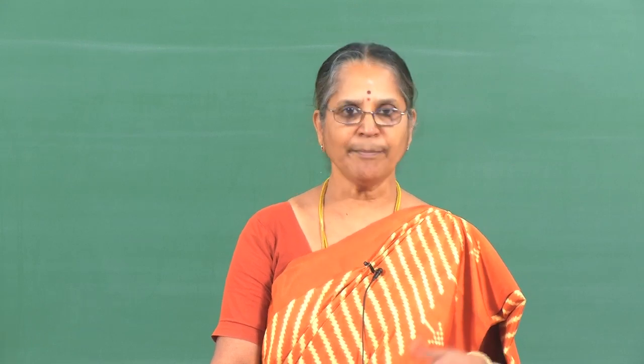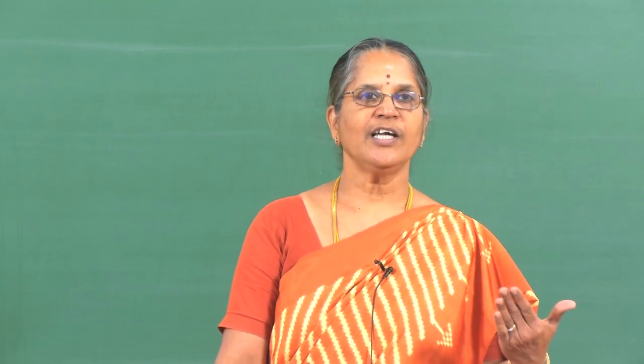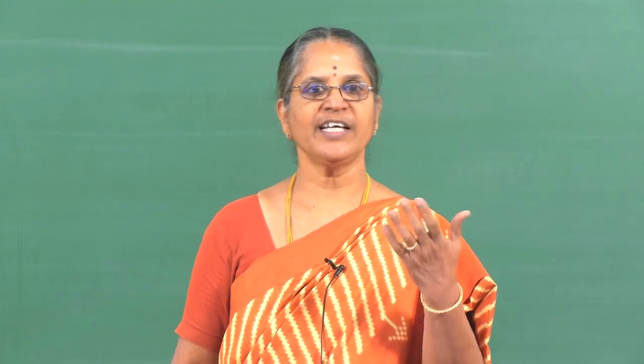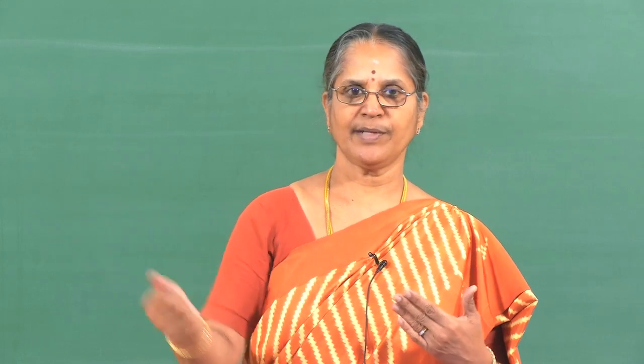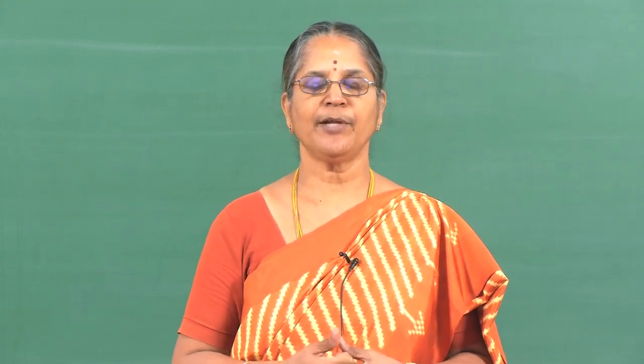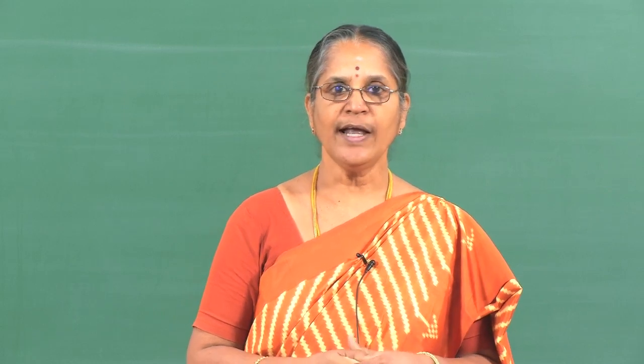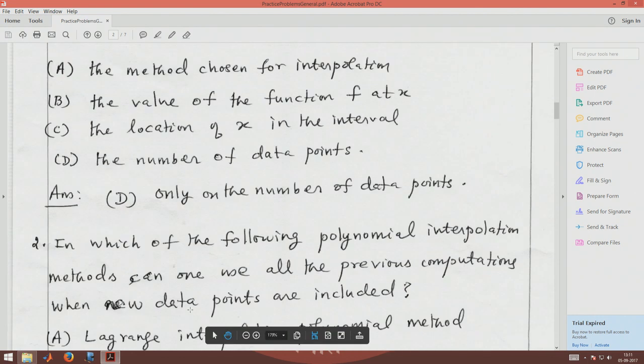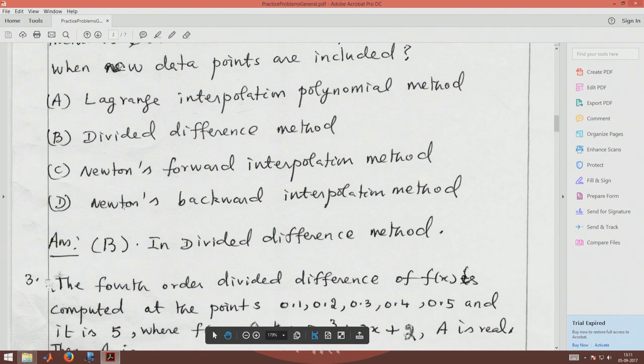Is it dependent on the number of data points? Yes, of course. If you choose 3 points from the data, you can give an interpolating polynomial of degree 2. If you choose 10 points from the data, you can get an interpolating polynomial of degree n. So, the error in interpolation depends on the number of data points and not on any of the other 3 statements which are given. So, you conclude that the result is only on the number of data points and mark D to be the correct result, giving the reason for that.